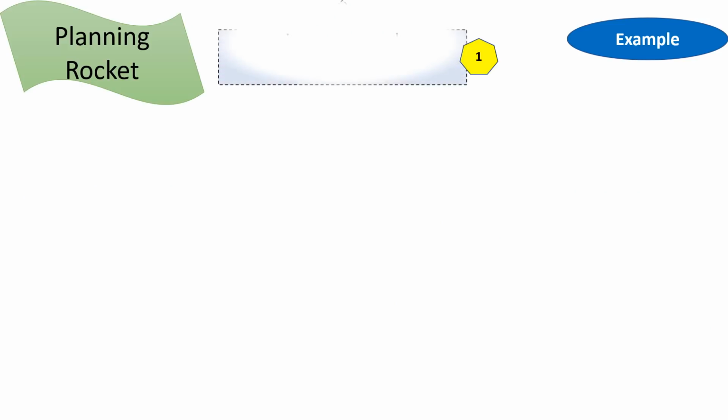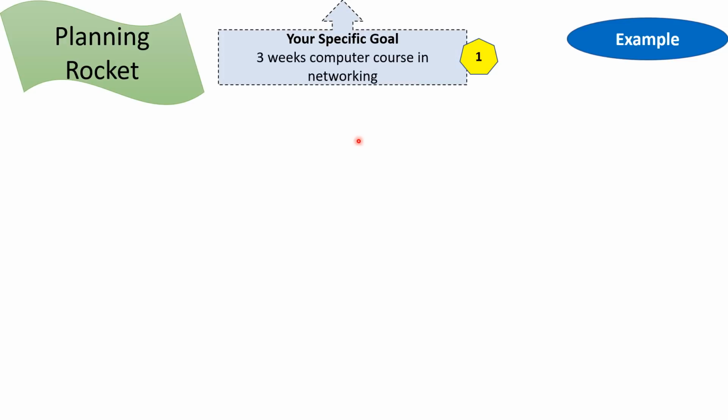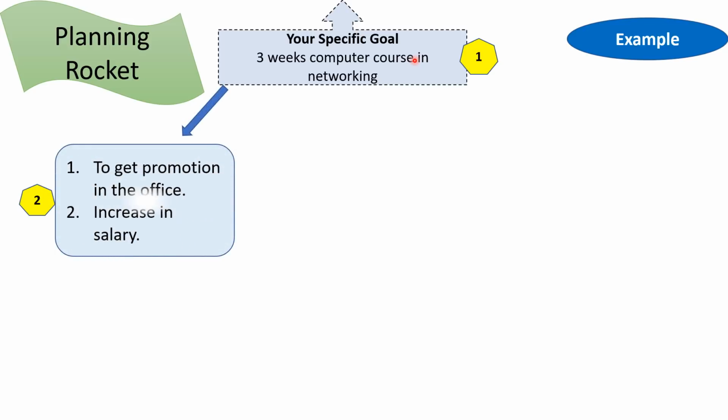Now let me give you one example of a planning rocket. Here there is a person who wants to take a 3-week computer course in networking. This is a specific goal. It is SMART because it is a computer course in networking, so it is specific, it is time bound, and it is relevant for him. Then the next step: you have to write what and why. Why does he need to take this course? To get a promotion in the office, and why? To increase his salary. These are the answers to your questions.